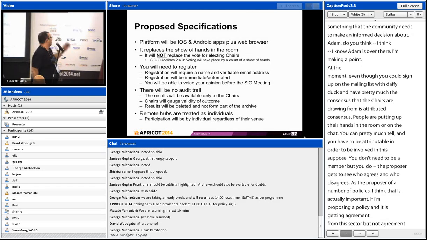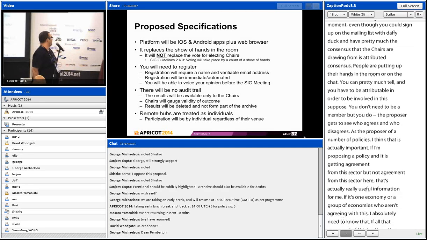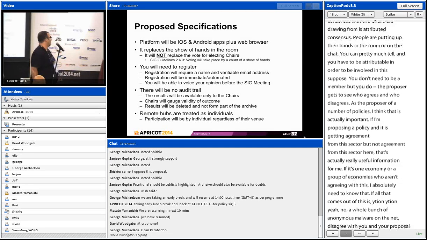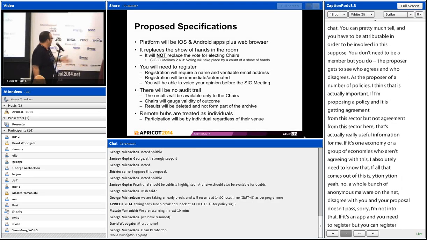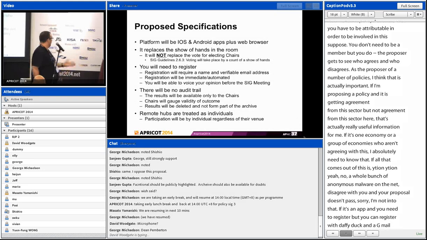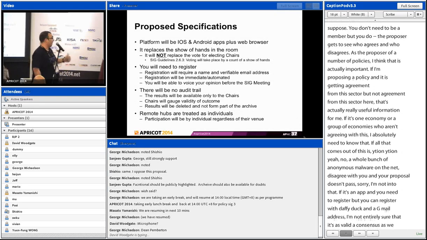So if it's an app and you need to register, but you can register with Daffy Duck and a Gmail address, I'm not entirely sure that it's as valid a consensus as we have now. I'll think about some other stuff later.